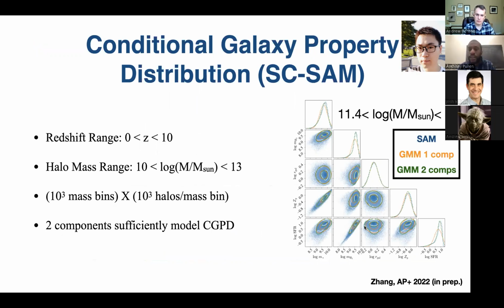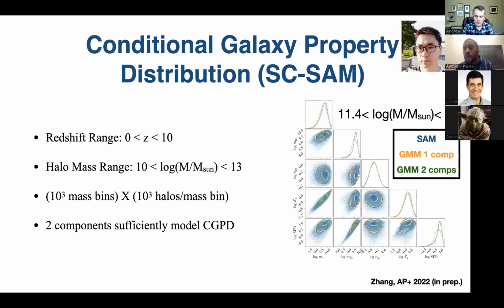So here is a triangle plot where we show, given these 5 parameters, what the galaxy property distribution will look like. And here is a plot in a specific mass range, specifically for galaxies associated with halos with log masses between 11.4 and 11.6.